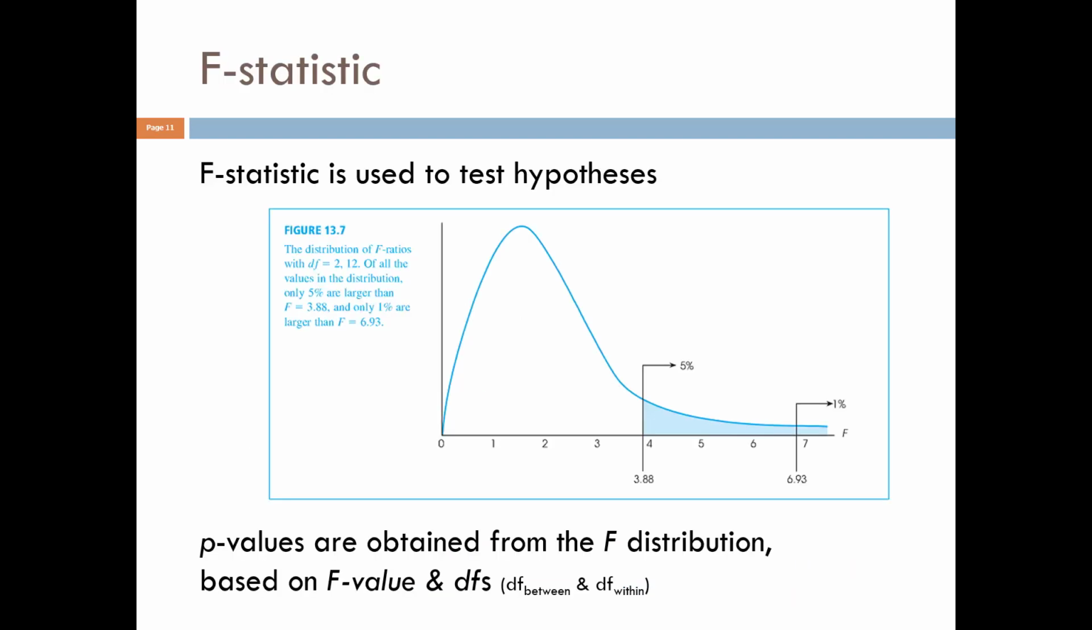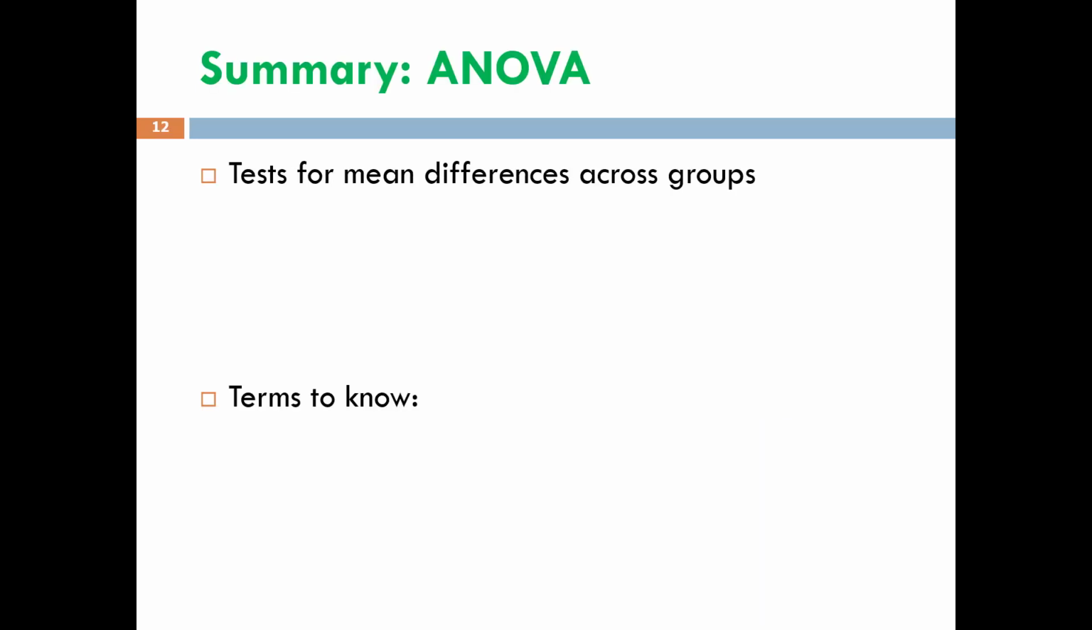And then you get the F statistic, and all of that work was done for you by SPSS. And now you're ready to test your hypothesis against the F distribution, which looks something like this. And p-values are obtained from the F distribution based on the F value that you get and the degrees of freedom. So you need to know the degrees of freedom between and degrees of freedom within in order to figure out the probability. And of course, SPSS does that work for you too. So your job will be to take a look at the p-value and see whether to reject or retain the null hypothesis. So here's a quick summary of ANOVA.